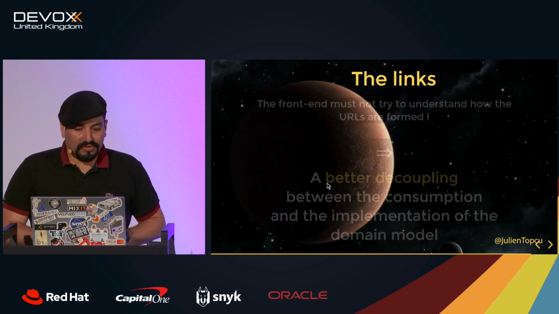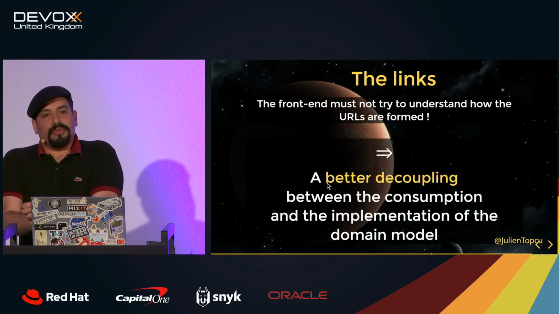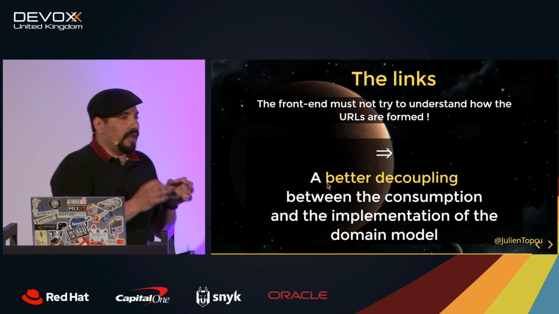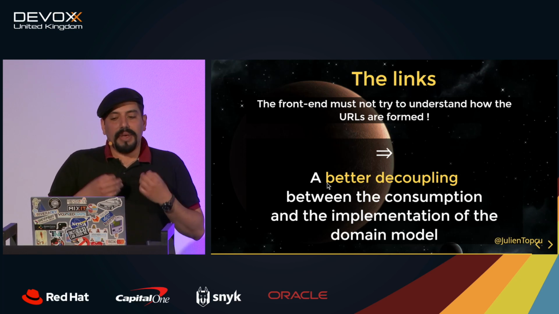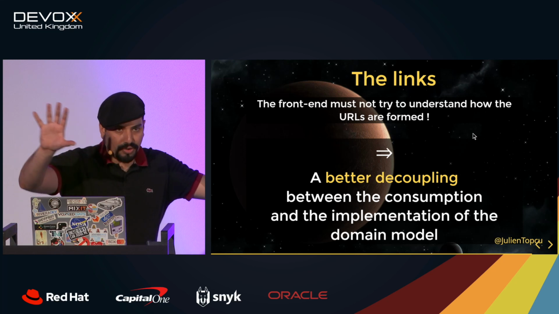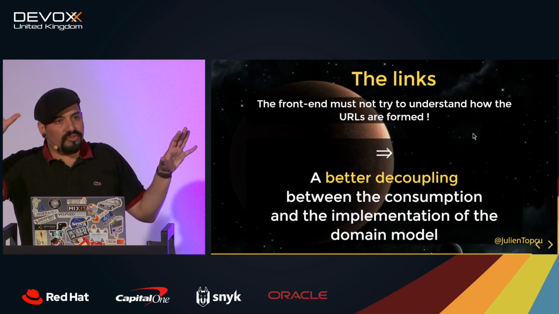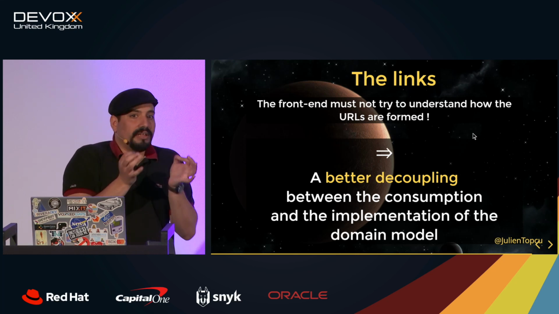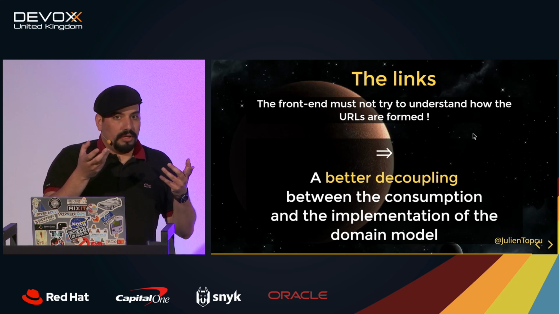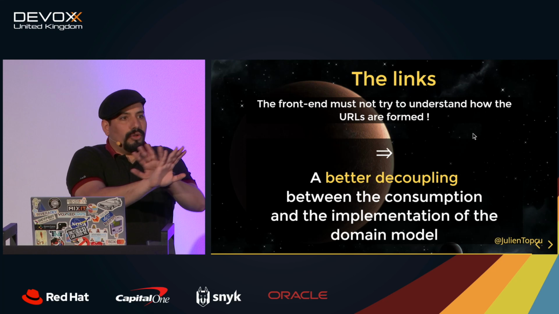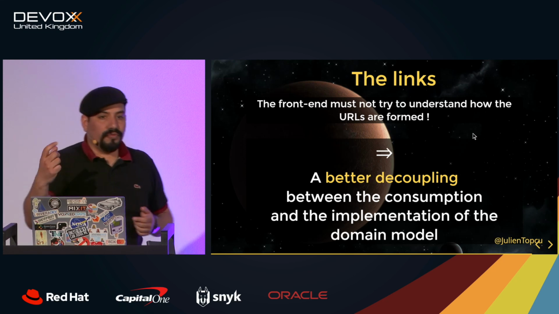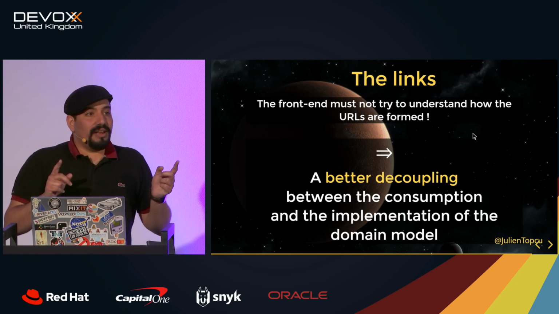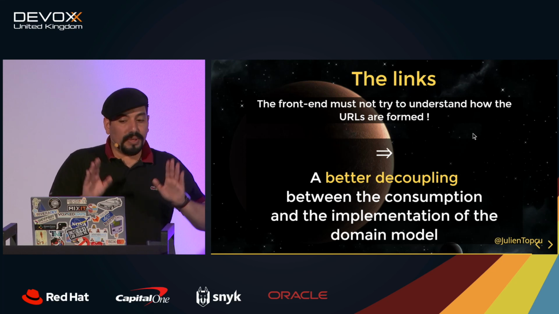Okay, so there is something really important. At no time must the front end try to understand how the URLs are formed. If you are doing that, you are offering a better decoupling between the consumption of your API and your implementation. You will be able to change your implementation without having any impact on the front end. It's quite sure that if you change a payload, it will have an impact. You can't change that. If you are changing the payload of your response, it will have an impact as well. But for the URLs, we have a better decoupling.